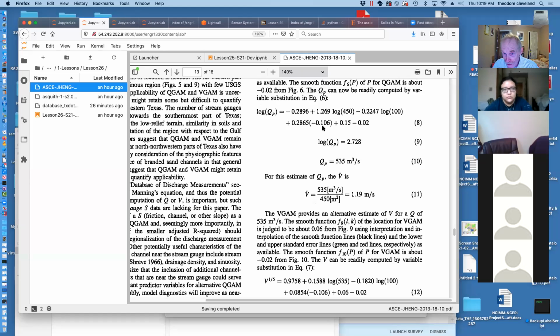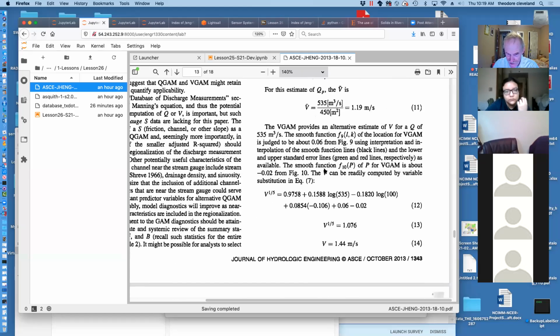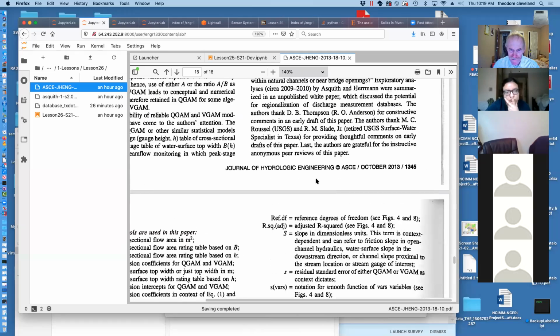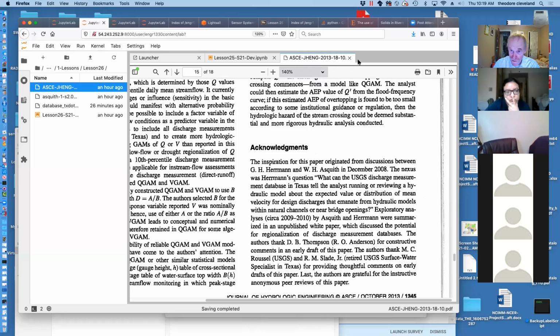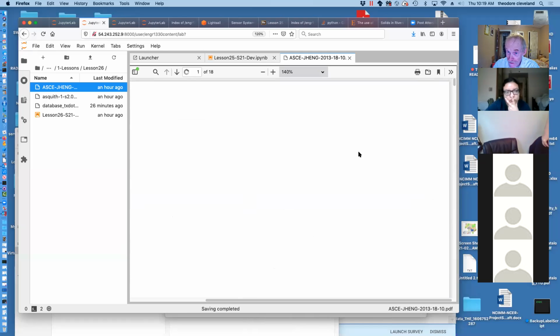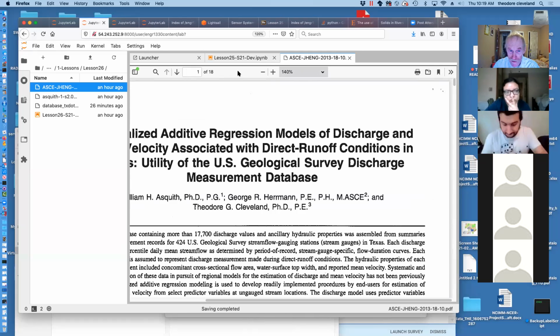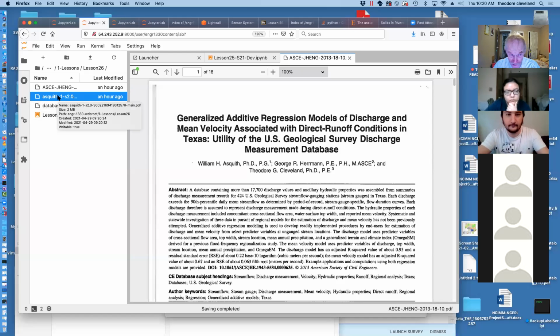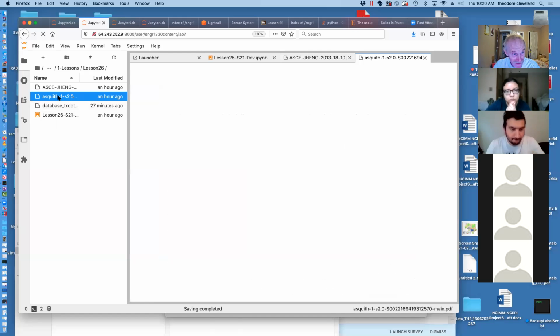Now the 450, the 100, the minus 0.106, those change depending on where you are, in this case in the state of Texas. And then there's some additional discussion, and so forth. So I maintain that in this class, you now could effectively read a paper like this. Okay, let's go take a look at a different paper, which is actually kind of segueing into today's class.